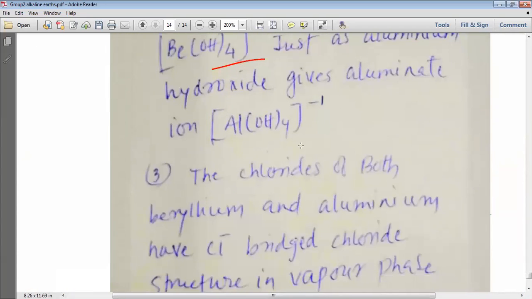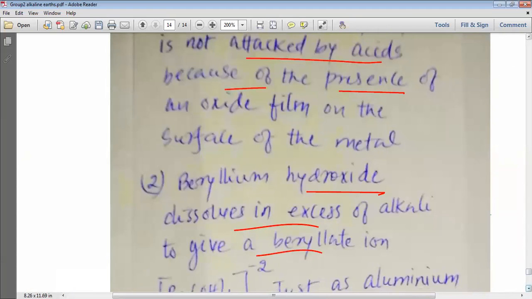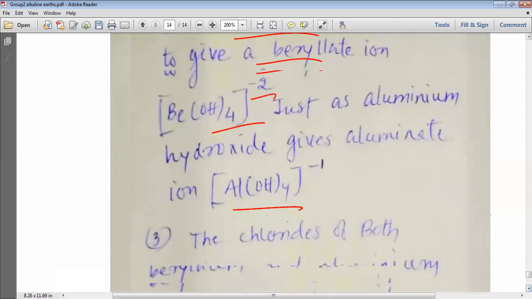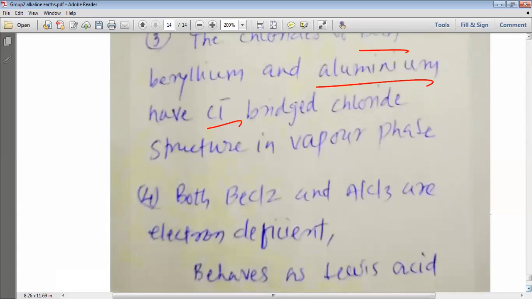In the same way aluminium also forms the aluminate ion [Al(OH)4]-. So [Be(OH)4]2- and [Al(OH)4]- are very similar to each other. In the same way, the chlorides of both beryllium and aluminium have Cl bridges. So this bridge dimer, or Cl bridge, is possible for both aluminium chloride and beryllium chloride in the vapor phase, my dear students.